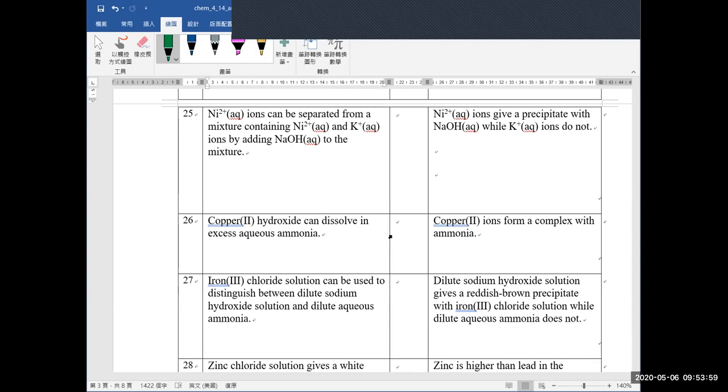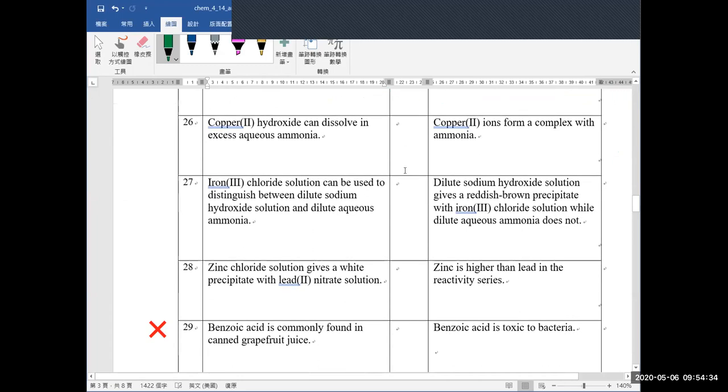Can anyone solve question 25 for me? A. Correct. Correct. Cause and effect logic is A. Thanks, Leitong. How about 26?